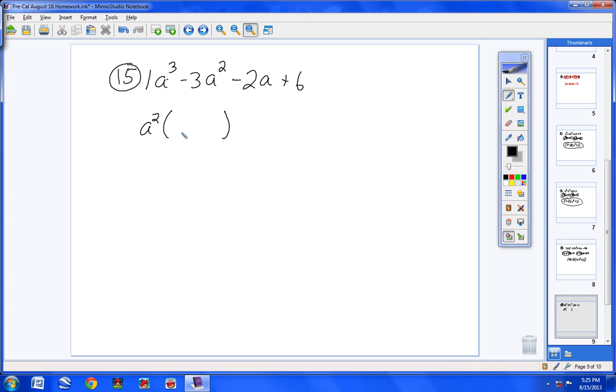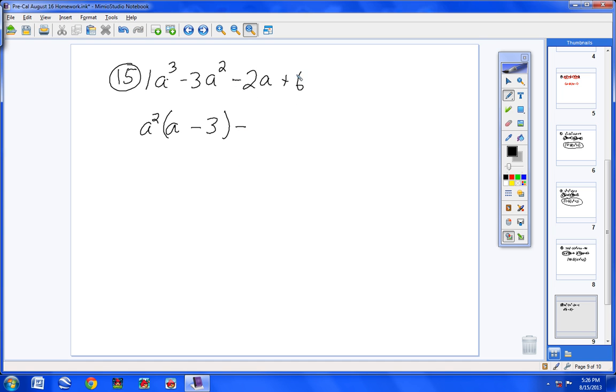A squared times something would give me 1a cubed. Well, a squared times a is a cubed. Now, a squared times negative 3. A squared times negative 3 would be negative 3a squared. Very good. Now let's move on to our next two terms. First of all, notice that this term right here is negative, and whenever that happens, if this would have been positive right here, then you put a positive sign here. If this term is negative, then you put a negative sign.